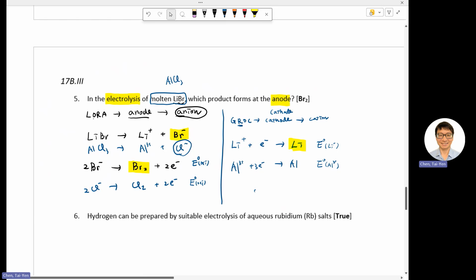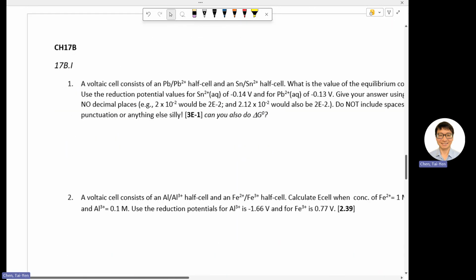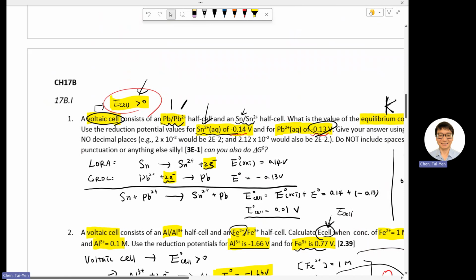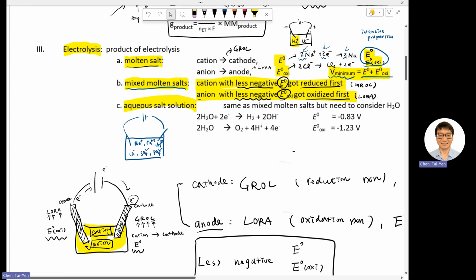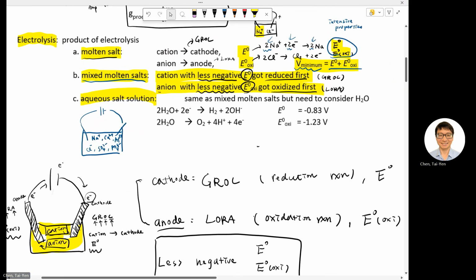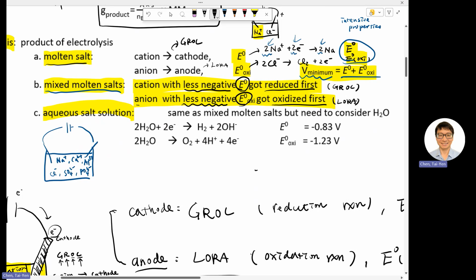The most confusing question type in this chapter is type number 3, which we want to talk about here again. If you have an aqueous salt solution, the keyword is aqueous. Because right now you have water inside your solution, you also need to consider the oxidation and reduction of water. These are the two equations that you need to memorize.